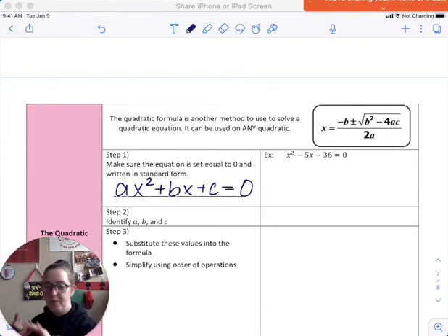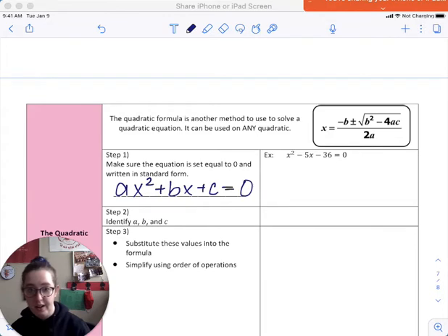Remember, you want all of those equations equal to 0. In this example, we have x squared minus 5x minus 36 equals 0. So it's already in standard form. Now we want to identify what a, b, and c are. a is the number in front of x squared. In this case, if nothing is written there, it is 1.